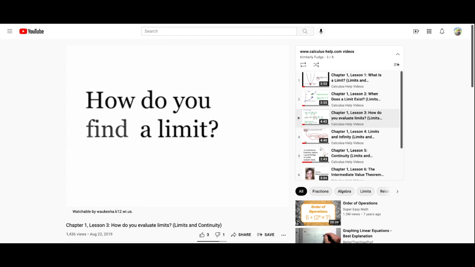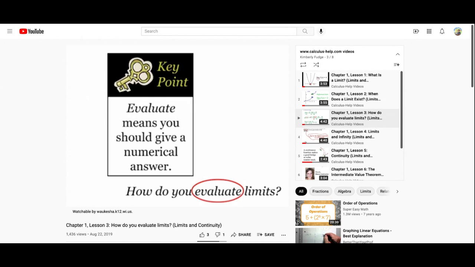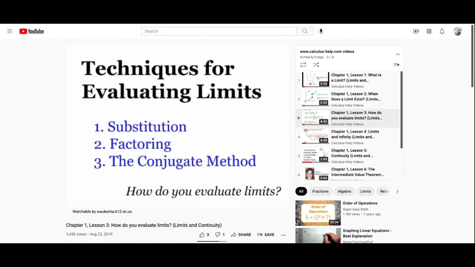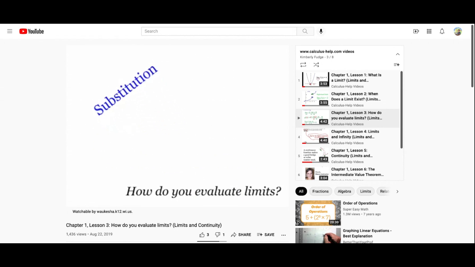The fancy word for finding the value of a limit is evaluate. So when you see the directions evaluate, basically you should be expecting to get a numerical answer. There are 3 major ways to evaluate a limit. They are substitution, factoring, and the conjugate method. We're going to go ahead and start with the easiest one, which is direct substitution.